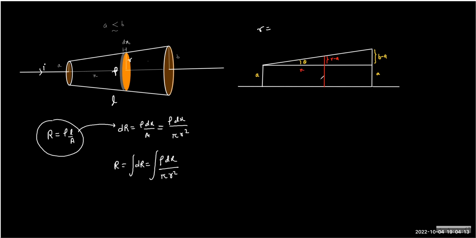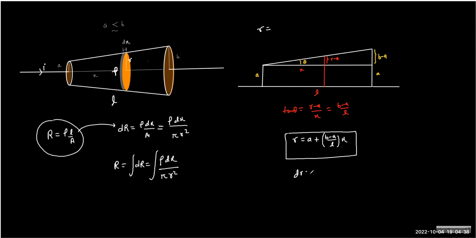So this is x, right? This whole is L. So tan theta we can write as (r minus a) by x equals (b minus a) by L. Understood? Yeah. So basically r is a plus (b minus a) by L times x.